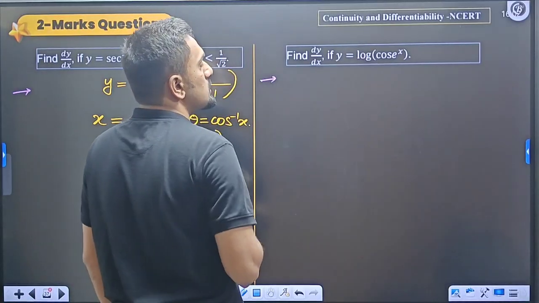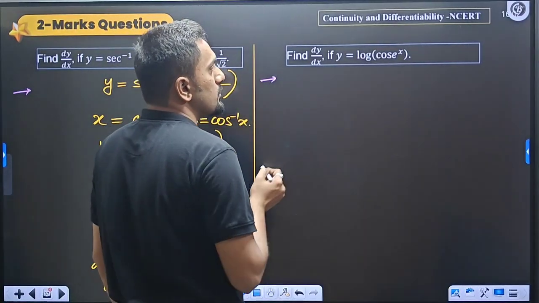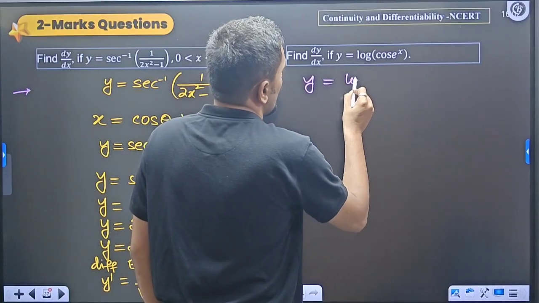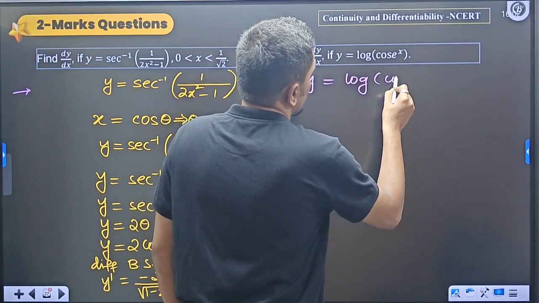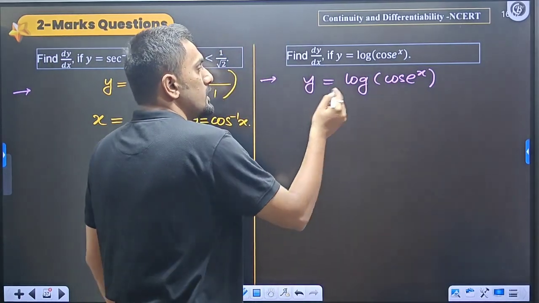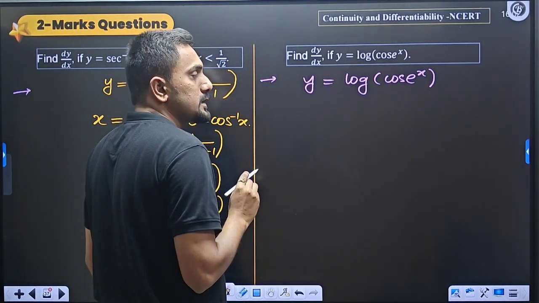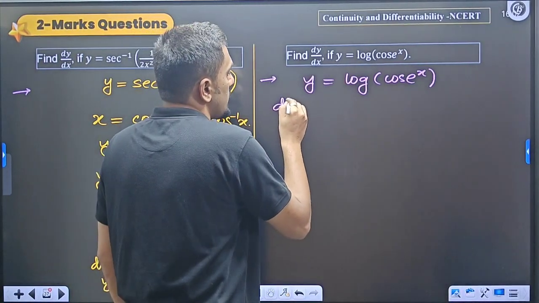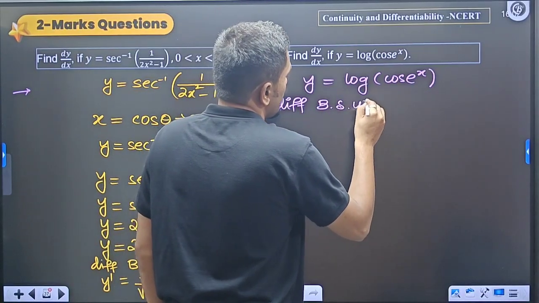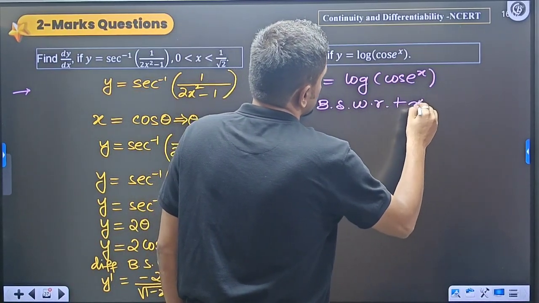And the next question is find dy by dx if y is equal to log of cos e raised to x. In this case also I need to use chain rule. So differentiating both sides with respect to x.